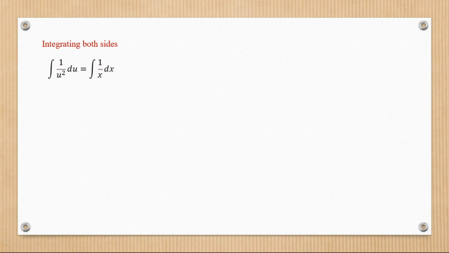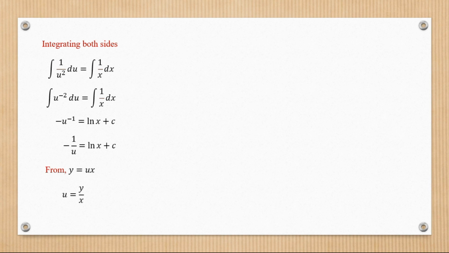Looking at the left hand side, when I integrate that, I can first convert it to u to the power negative 2, and that's what I'll have. So on the left hand side, when I integrate that, I'll have negative u to the power negative 1 being equal to ln x plus c. That is the same as negative 1 over u being equal to ln x plus c. But from y is equal to ux, remember that u is equal to y over x. So therefore we now have negative x over y is equal to ln x plus c, and that is the answer.